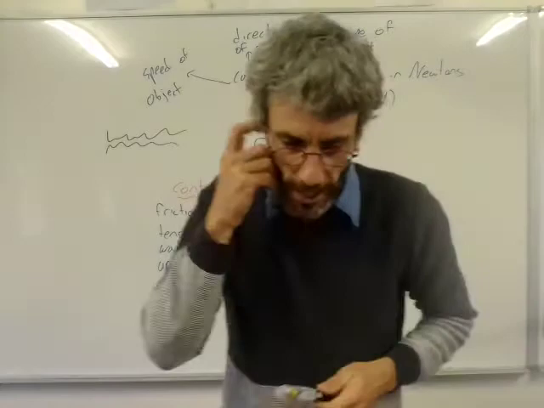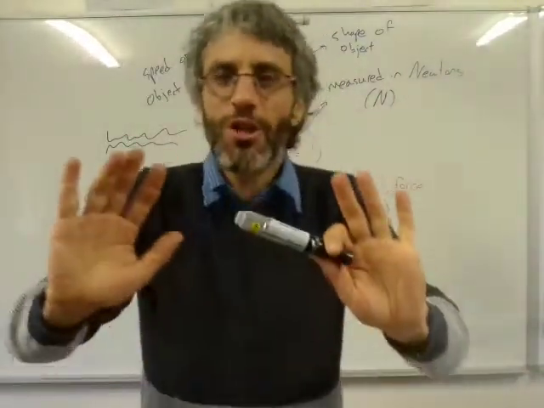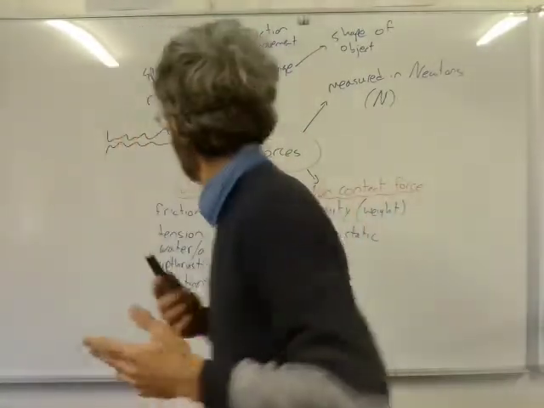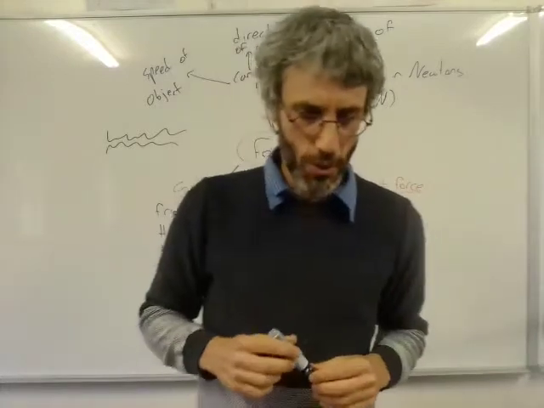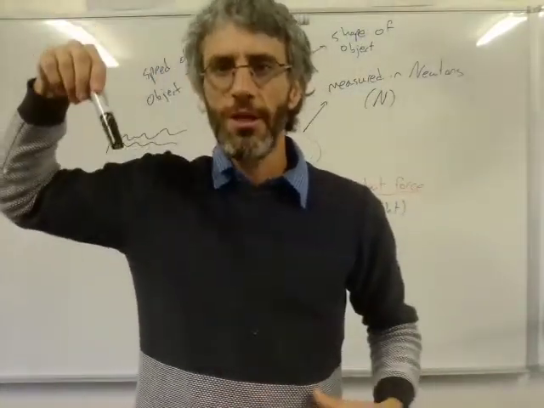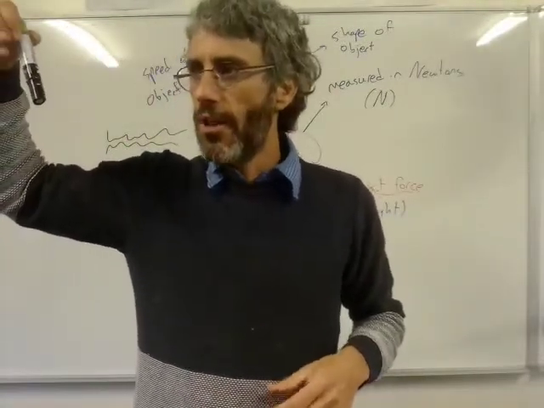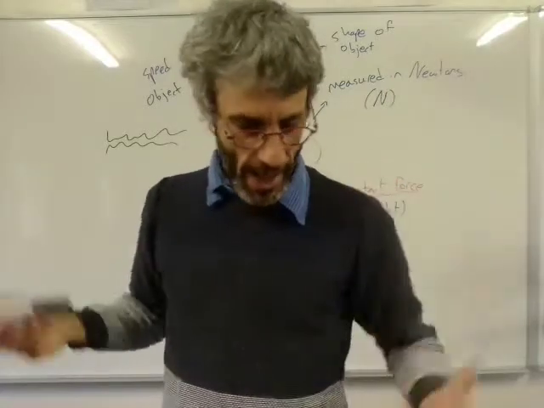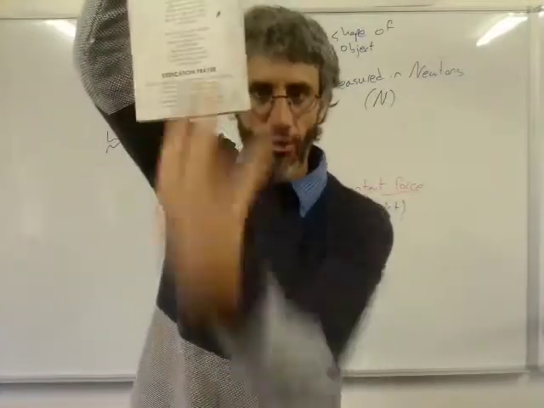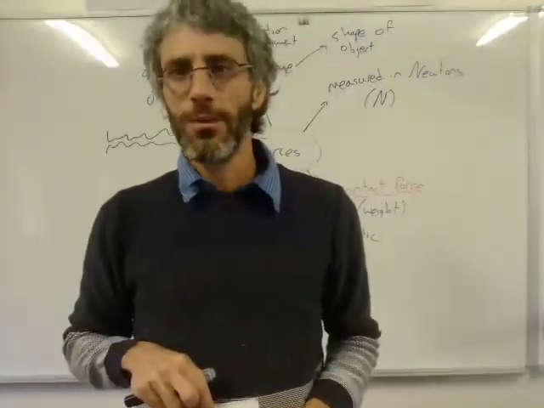Now, a push and a pull. You can either push an object or pull an object. If I push this pen now, we call that a push. If I pull it, it's called a pull. Tension. Tension is the force that we normally talk about when we have a rope or a string. So if I hang, let's say, a book by a string, gravity pulls it down, but the string pulls it upward. We call that tension.